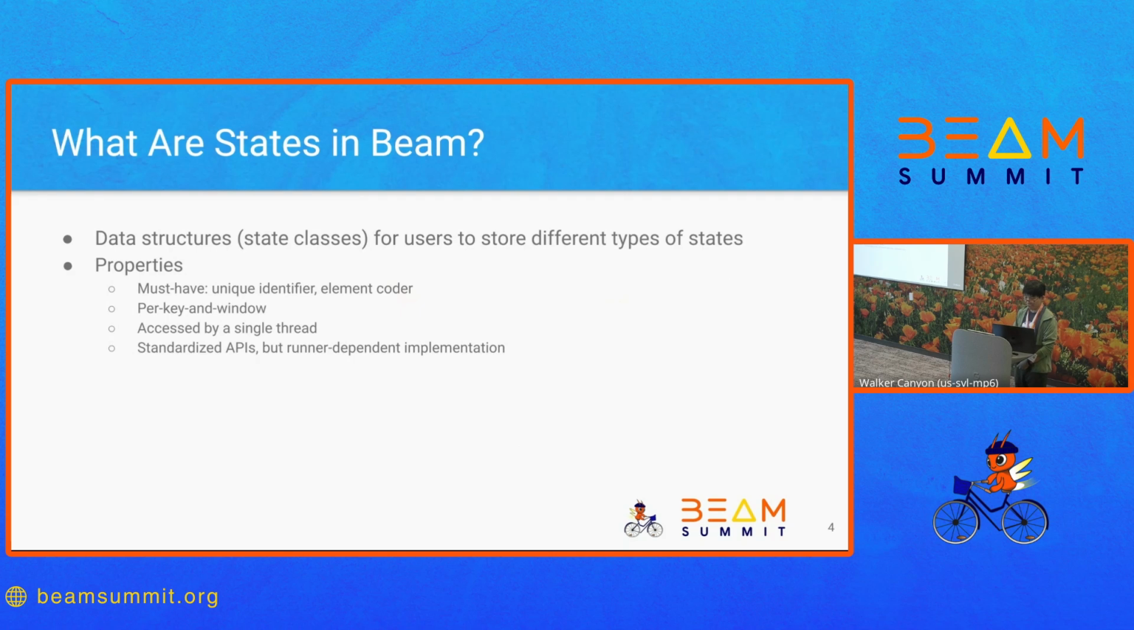States are per key per window. Again, states are per key and per window. So for a given window, by default the global window, the events with the same key will share the same state. And states are also local. They will be accessed in a single thread. There won't be any state sharing between different threads or between different workers. This is a simplified programming pattern we have in Beam. While the APIs of the states are pretty much standardized, the implementation is runner dependent.